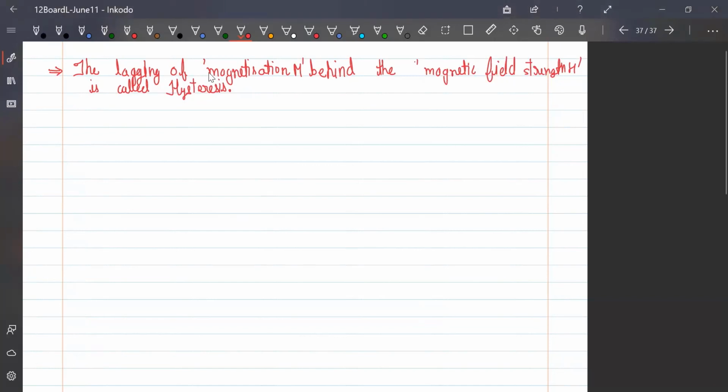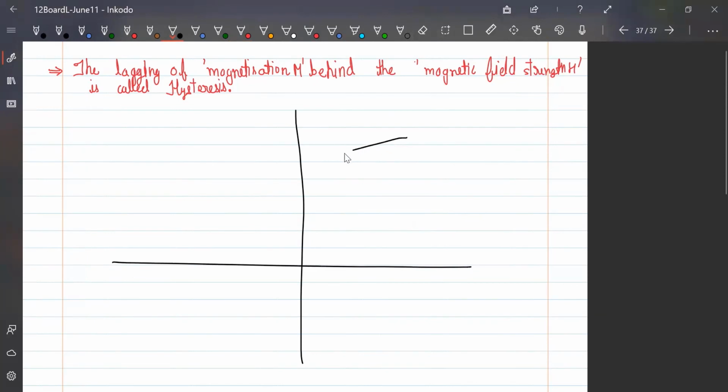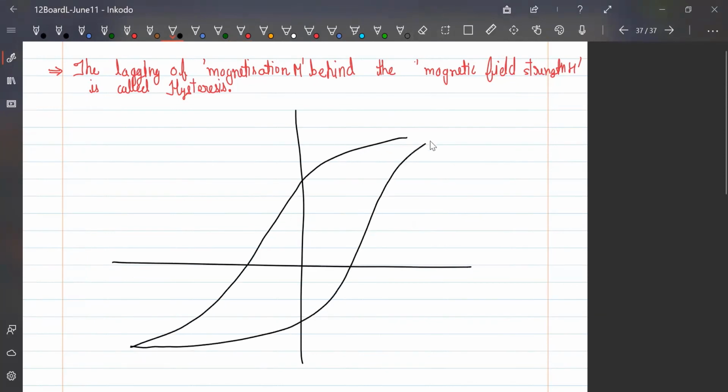So in devices like transformers that we'll be studying in the next chapter, we need to change the direction of the magnetic field many times. And if this hysteresis is more, then there is a loss of energy in that. So we want substances which have low hysteresis. I'll draw the hysteresis curve for two cases. The first case is for steel. For steel, the hysteresis loss is more, so this graph has a greater area.